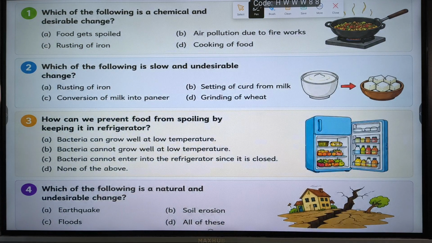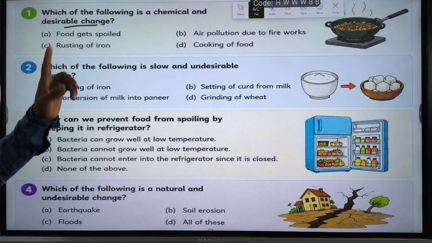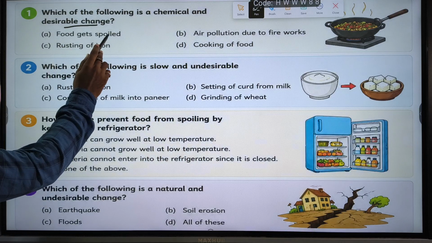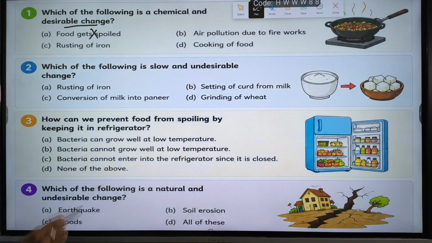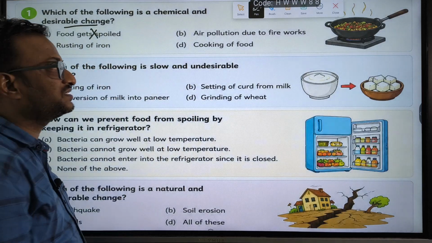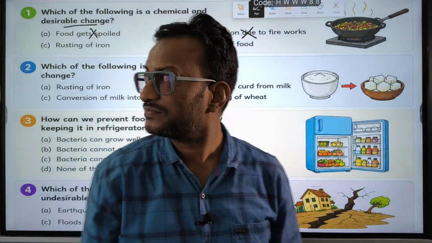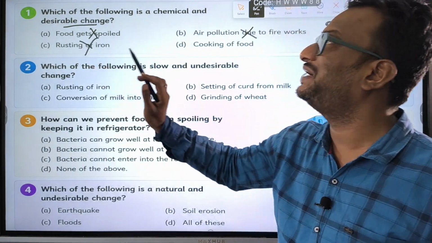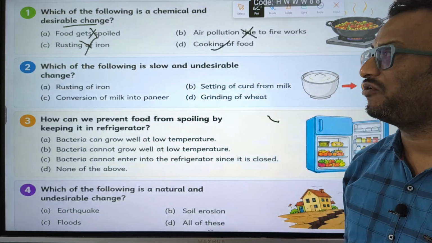Which of the following is a chemical and desirable change? The change should be a chemical change. Chemical means which cannot get back. Food gets spoiled. Yes, it is a chemical change, but it is not a desirable change. Air pollution due to fireworks is a chemical change, but not desirable. Rusting of iron is also a chemical change, but it is not a desirable change. We need a desirable change. Correct option is cooking of food.